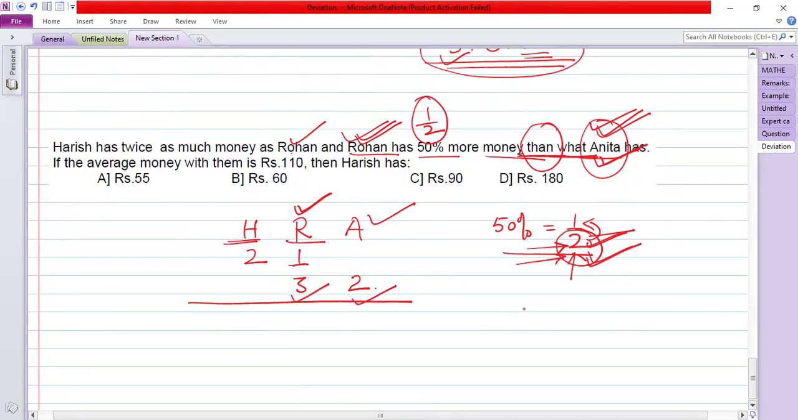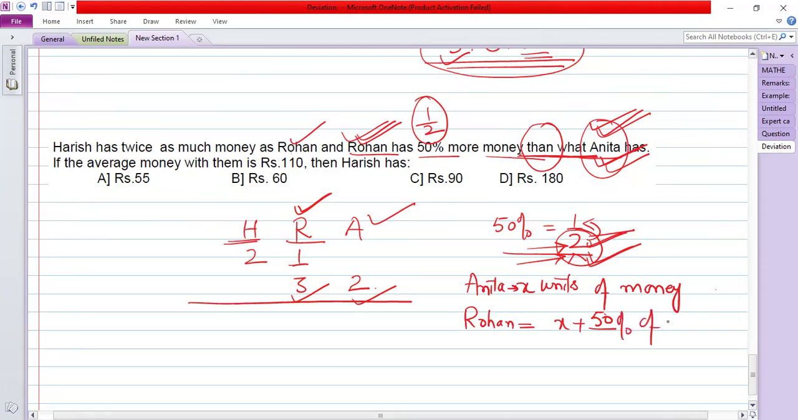Or one can go this way also: suppose Anita has X units of money. So this is for Anita. Obviously Rohan will have X plus 50% of X. So this will be X plus 50 by 100 of X, which is 1 by 2, meaning X plus X by 2. So this will be 3X by 2.